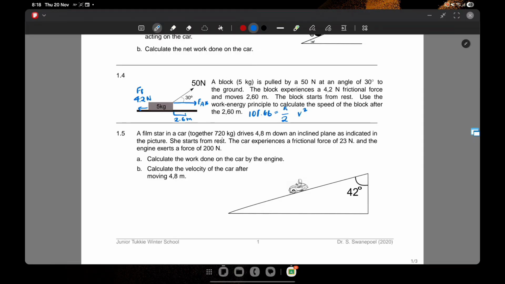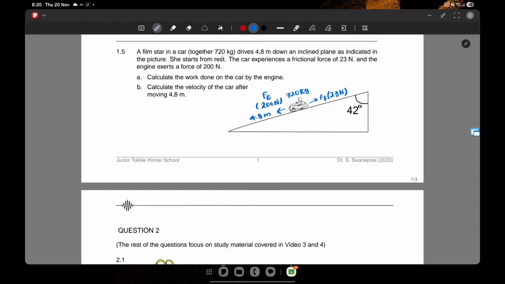It'll become 5 over 2. Since it's multiplying, we'll divide. So we'll be multiplying by 2 over 5. And then we'll root both sides to get rid of the square. This will give us a velocity of 6.38 meters per second.